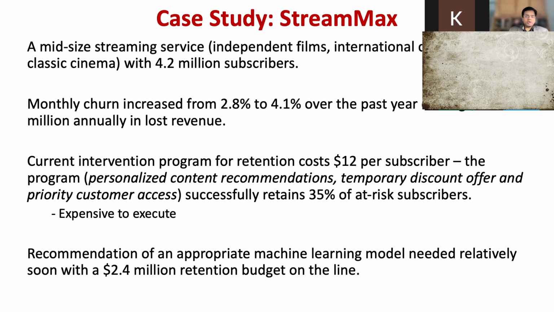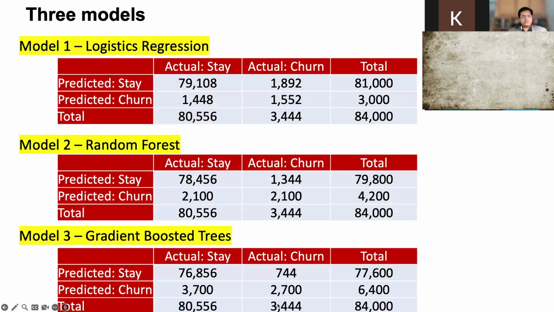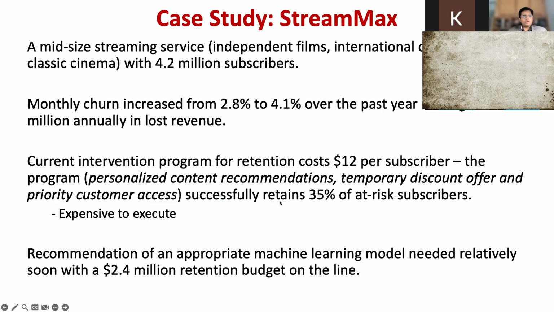Now, the current intervention program that they have for retaining these people costs them $12 per subscriber. Right? They do personalized content recommendations, temporary discount offers, etc. And that is where the cost goes, $12. And by spending that amount, they're able to successfully retain 35% of their at-risk subscribers. So they spend money, but they are able to get these 35% of at-risk subscribers and retain them. But it's expensive to execute because we have such a large database, 4.2 million subscribers. We cannot send this $12 offer to every one of them. So we have to decide which ones to send to.